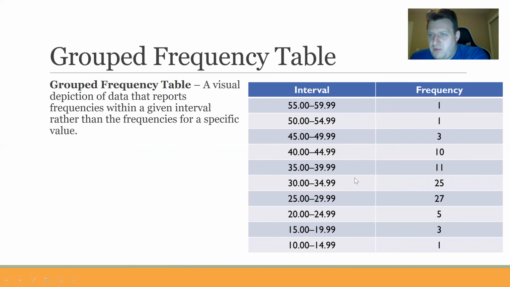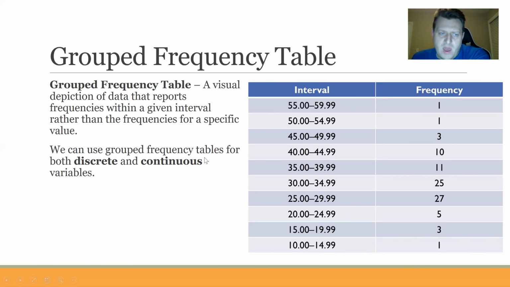A grouped frequency table, instead of having one outcome, one particular score on the left-hand side of the table, we have a range of values. So we can see how many people scored between a 55 and a 59.99 here. So same thing as a frequency table. The only difference here is that we have an interval on the left-hand side as opposed to one specific value. All right, we can use group frequency tables for both discrete and continuous variables.